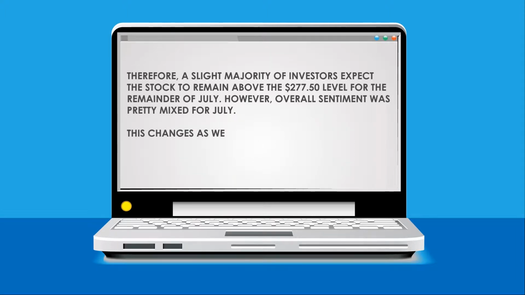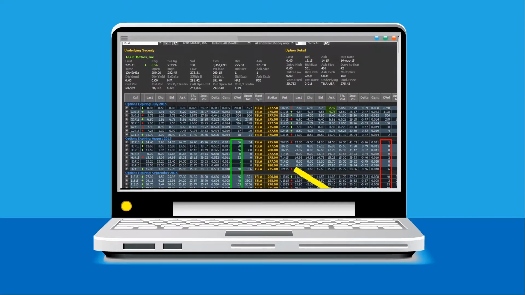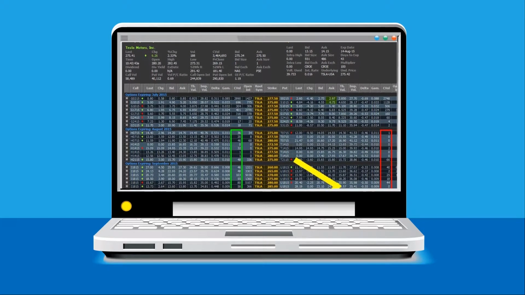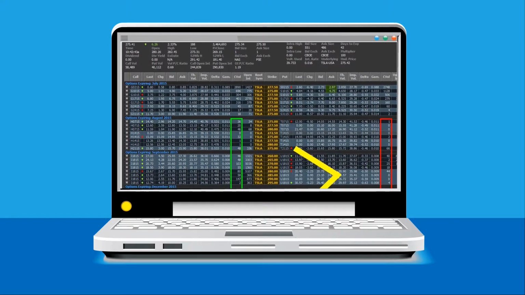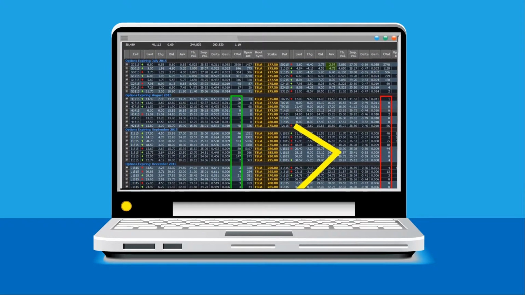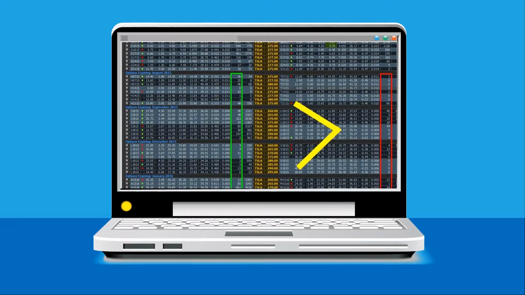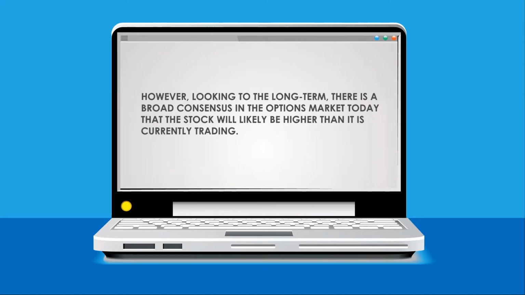This changes as we look towards expectations for August 2015 through January 2016. As we can see in the example, though near-term options were mixed, as we look towards the longer-term time frame, call options largely outnumber put options. If this was your client, you would be able to let them know that though near-term expectations for price movement are mixed, as there are a near even amount of investors expecting the stock to decline as expected to move higher, looking into the longer term there is a broad consensus in the options market today that the stock is likely to be higher than it is currently trading.